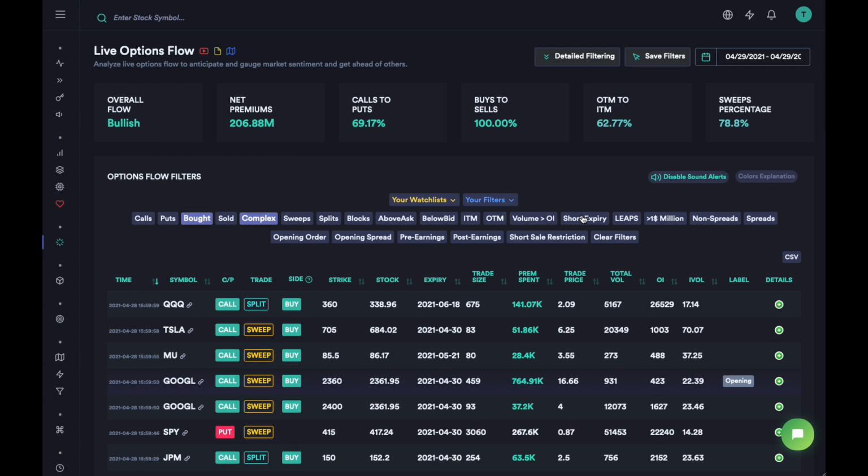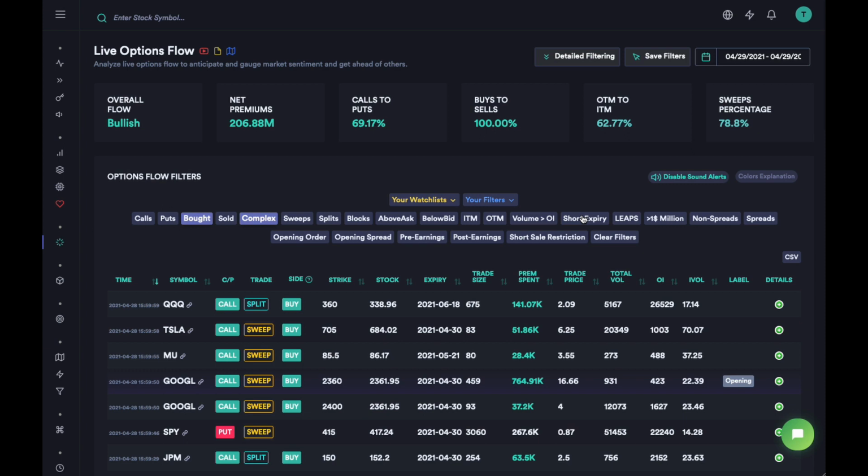So if Facebook is at 300 and someone just spent $1 million on a 400 strike call and the expiration date is next week, that is a very strong signal that someone might know something about Facebook, which is why they're spending $1 million on a 400 call for next week, because the call is going to expire if the price doesn't reach 400. So that's a very strong signal.